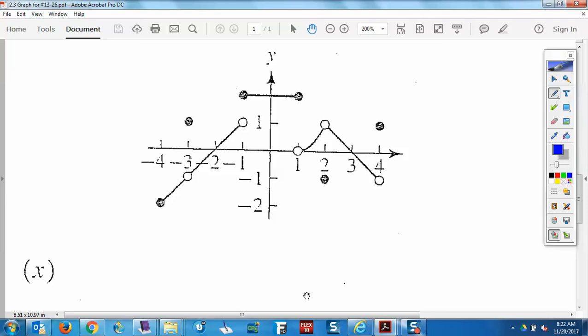As x approaches 0, what are you going to plug a 0 into? The parabola, because that's what this graph is when x is less than 2. So you plug a 0 into the parabola and you get 3. Okay?